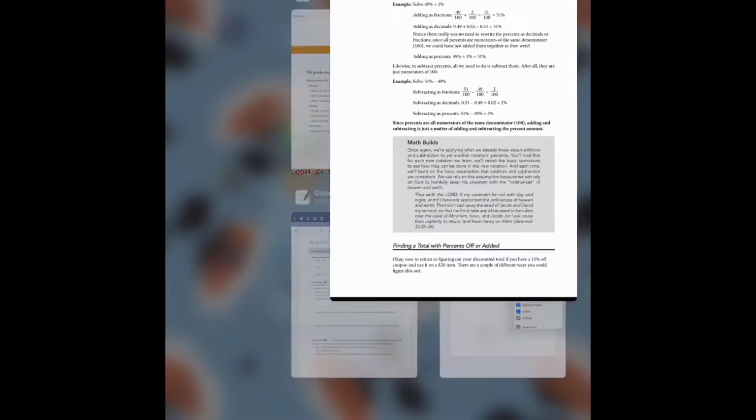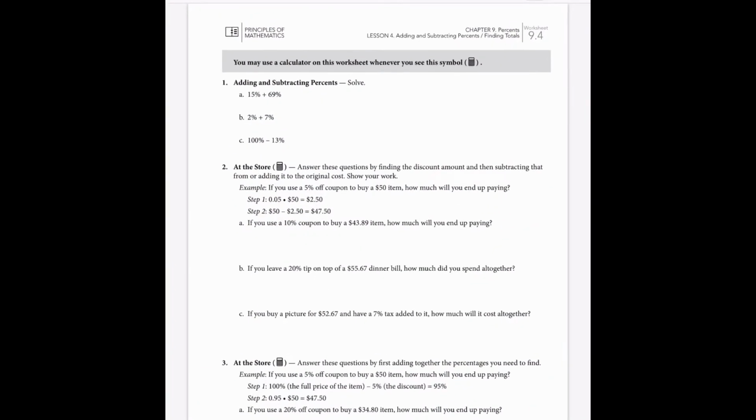So let's go over to our worksheet. Here we have adding and subtracting percents. This is page 143.